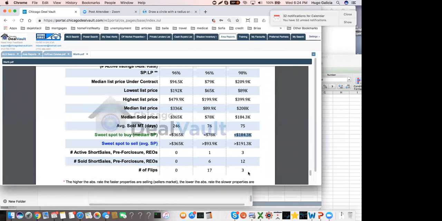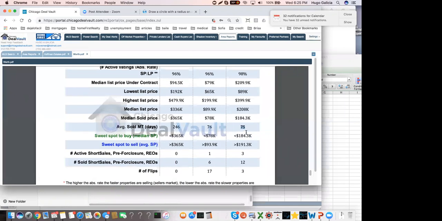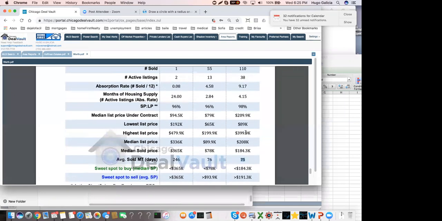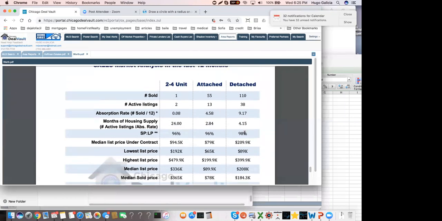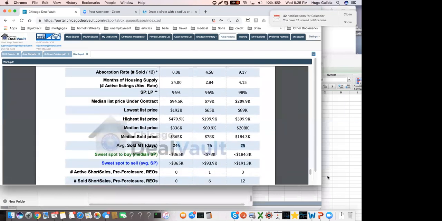Properties are not moving as fast. And then if you want to do a flip, guess what? You're going to stay in the market for at least, I would say, about 3 months, just for market time, plus the rehab, add 2 more, so 5 to 6 months to do a flip in Worth. So this is not a hot market. This is sort of like a slow market.